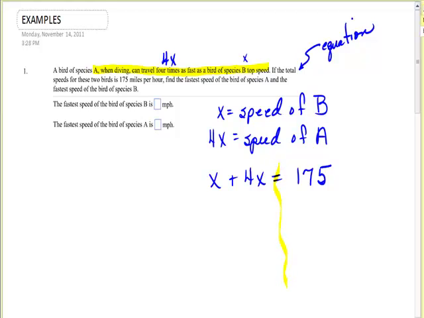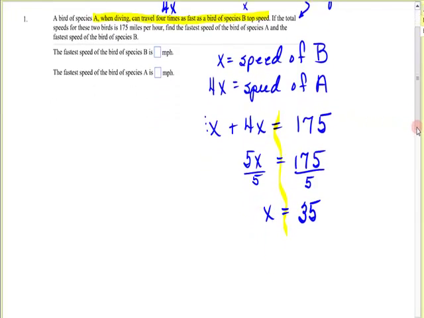Can I simplify on the left? Yes, I can combine like terms and get 5x is 175. I don't have x's on both sides. Looking over here, I don't have a constant. I'm going to divide by 5, and x is equal to 35.